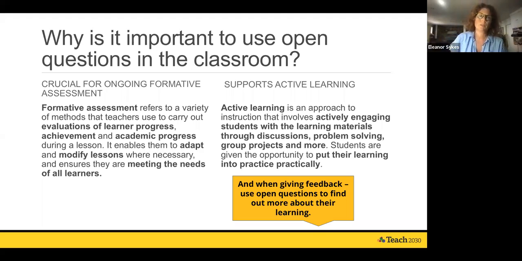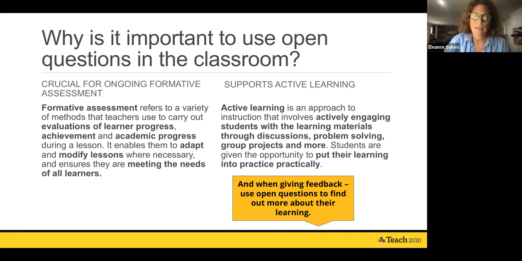So formative assessment refers to a variety of methods that teachers use to carry out evaluations of learner progress, achievement, and academic progress during a lesson. It enables teachers to adapt and modify lessons where necessary, and ensures that you are meeting the needs of all learners.